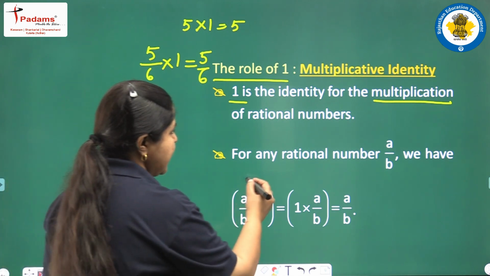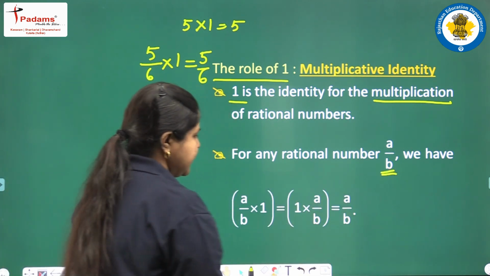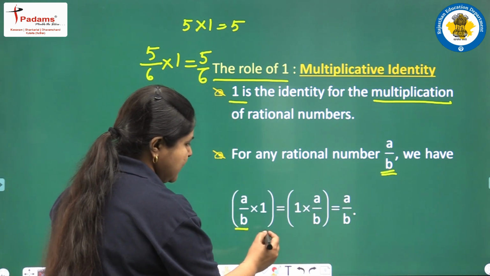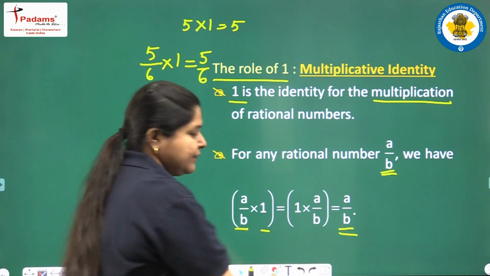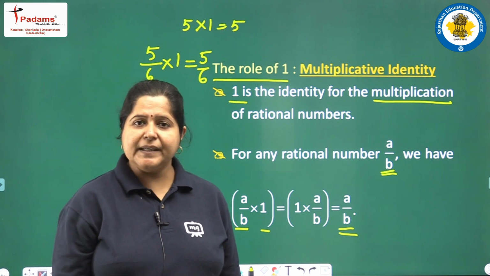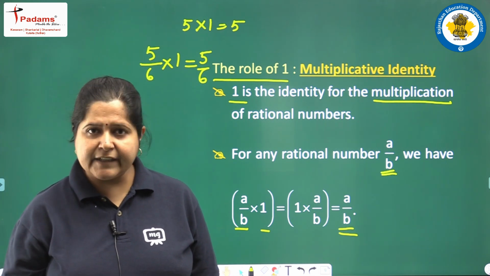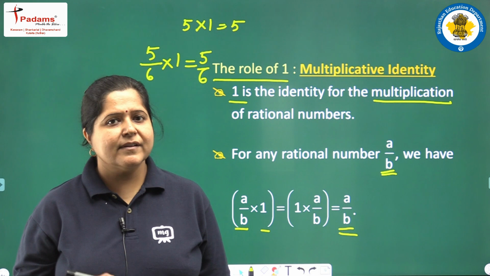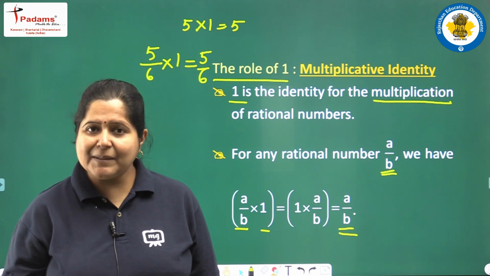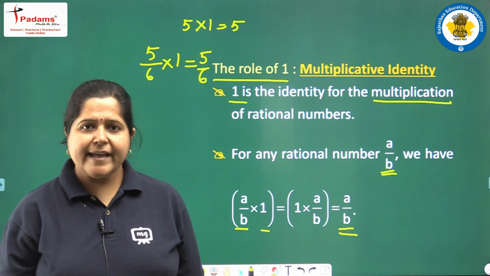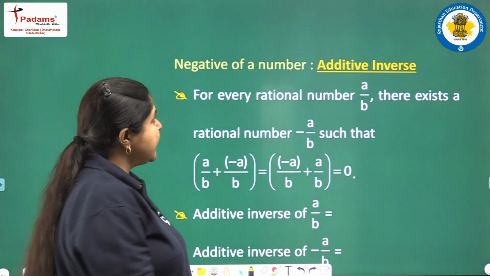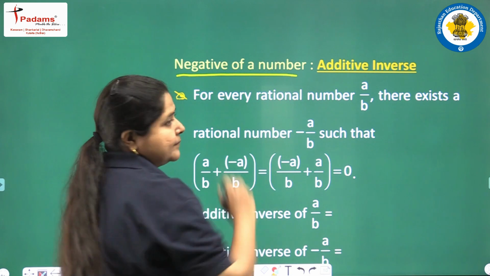1 is the identity for multiplication of rational numbers. So for any rational number a upon b, we can say a upon b into 1 is same as 1 into a upon b, and the answer we are getting is a upon b. So what is the additive identity? Yes, of course, 0. And what is the multiplicative identity?